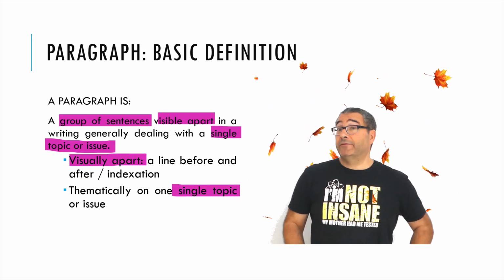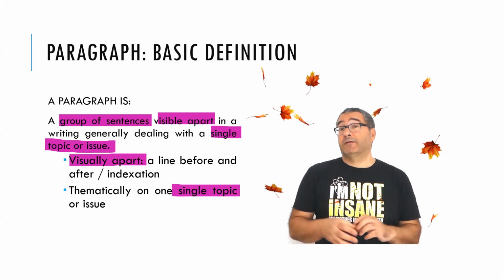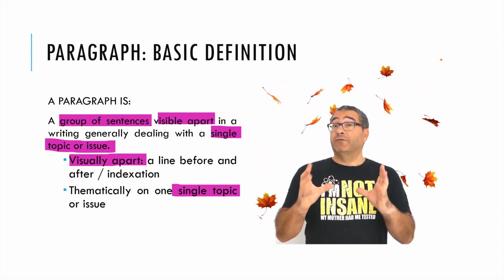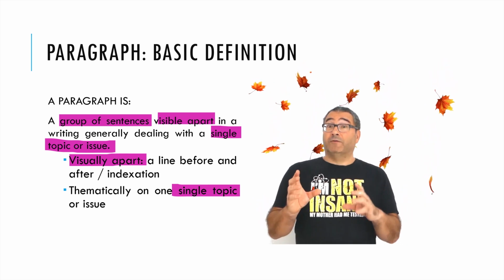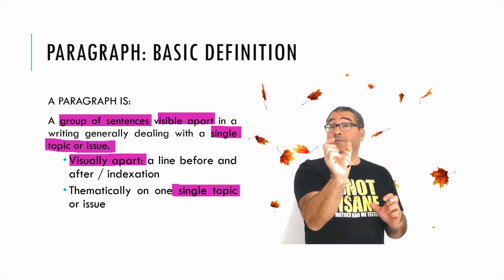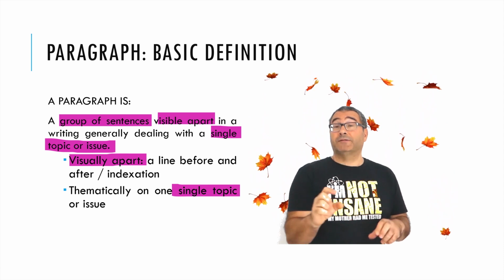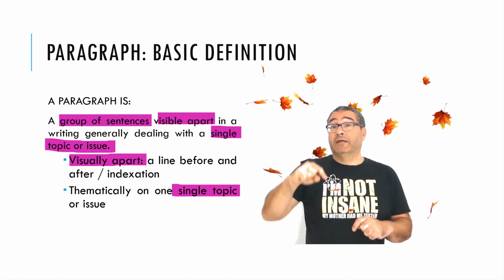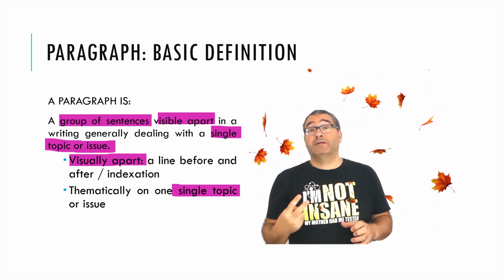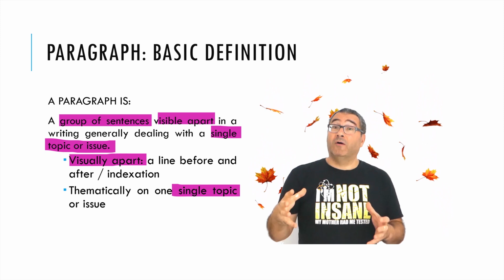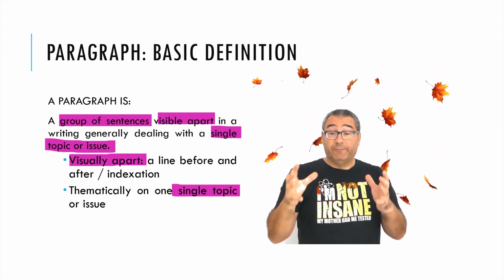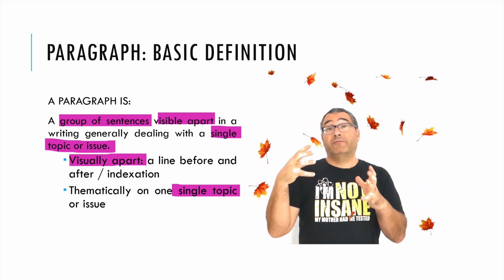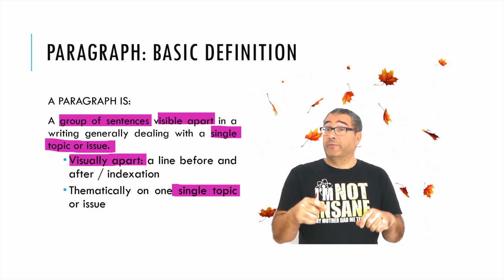Okay, the basic definition of a paragraph is a whole bunch of sentences that are together and are visually apart. To do that, you need to somehow indent the beginning of the paragraph. It should be free space, or maybe you could leave a line free at the beginning and at the end. And the second main characteristic of a paragraph is that it is thematic. There is only one single topic that the paragraph is writing about. So that is really important.